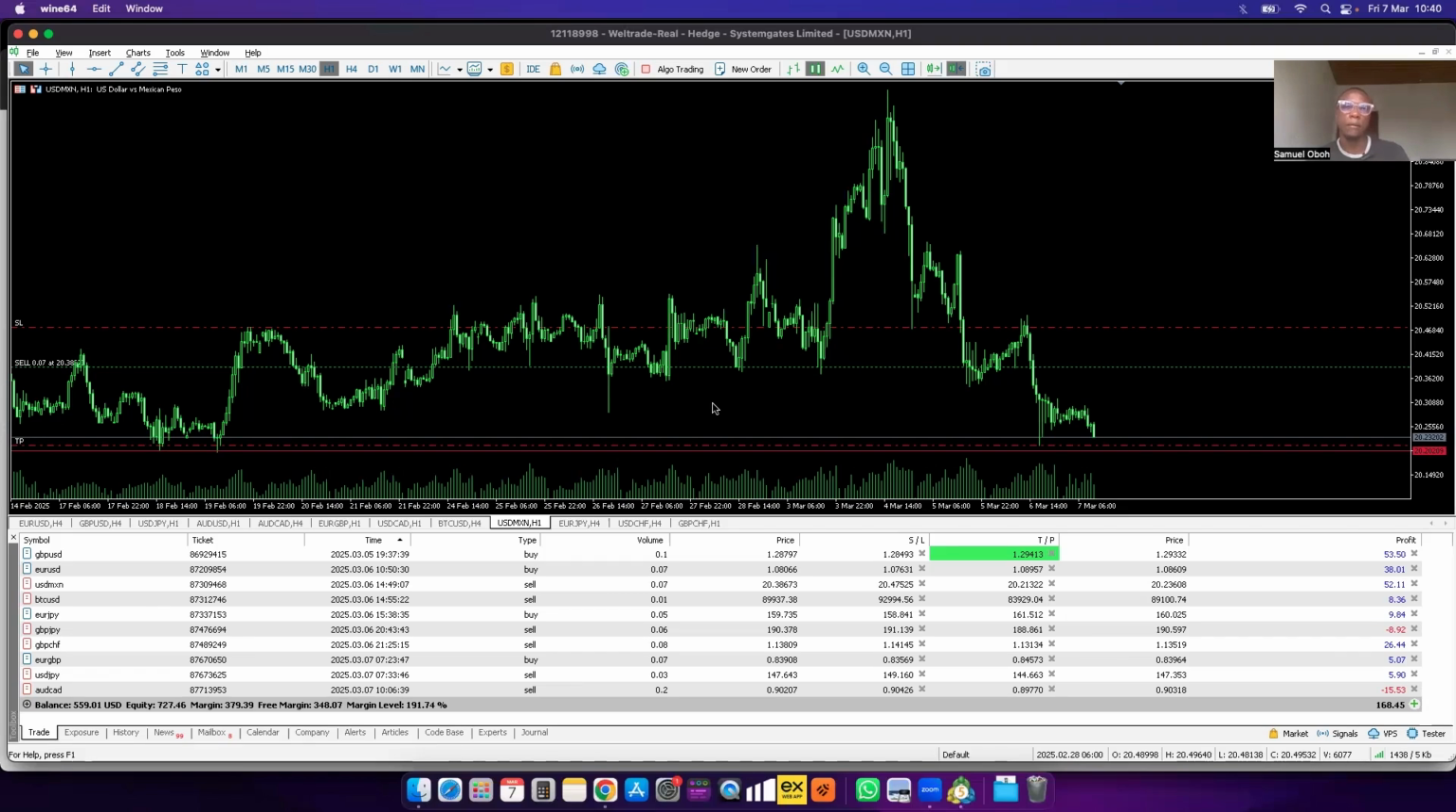I'll share that later. I just want to share what I have open right now, which is the USD MXN, the Mexican peso to the US dollar, or the US dollar to the Mexican peso. So I opened a trade here. I opened a sale.